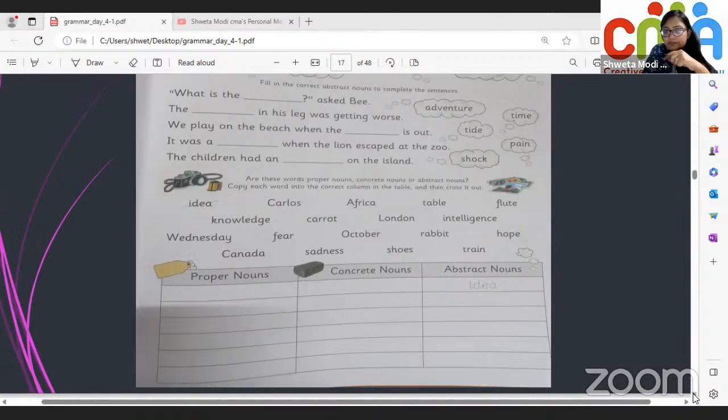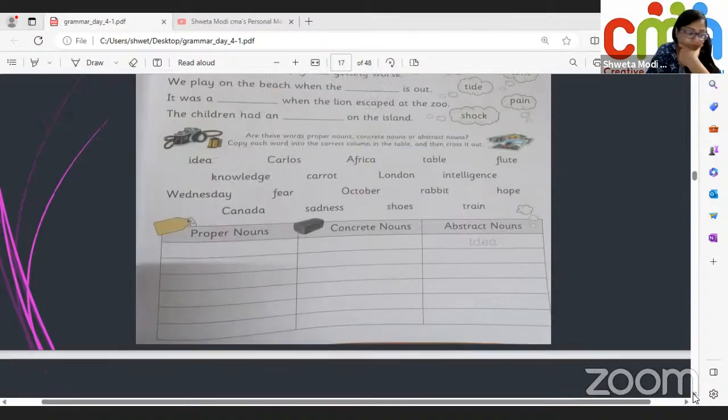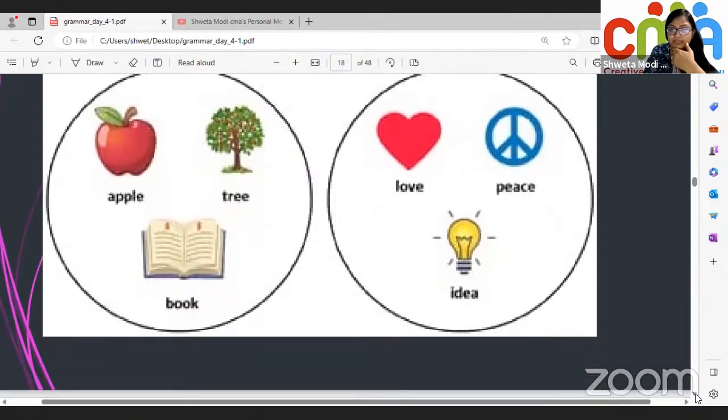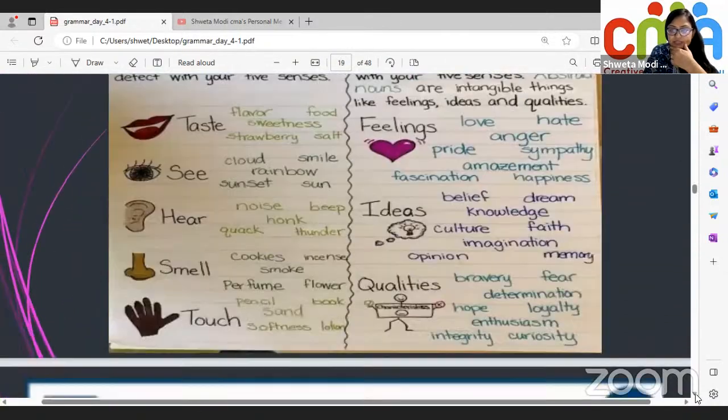I hope this is clear. Any doubt, you can write. If anyone has any doubt, please write in the chat box or in the WhatsApp group. Before this, we are only having common and proper nouns. Till grade 3, in grade 3, we have taken collective noun also. That was a group which we did yesterday. So concrete and abstract.